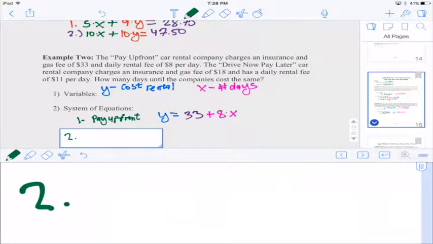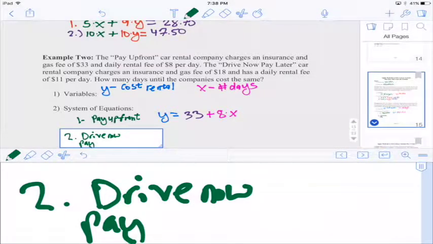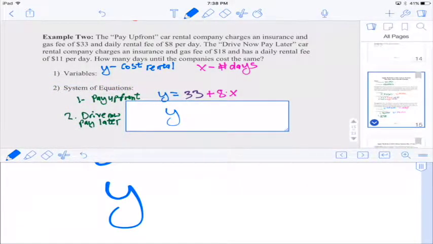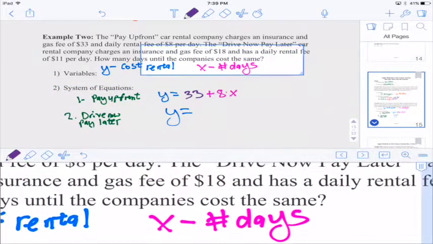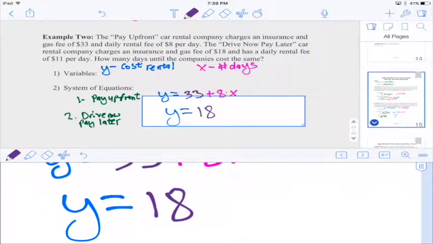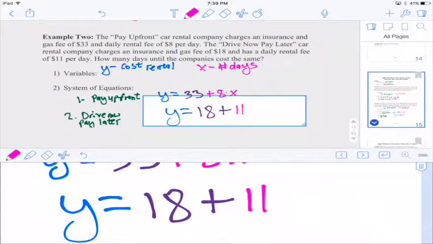Our second car company is the Drive Now, Pay Later. We have our y for the cost of the rental equals, this one costs $18 for the gas and insurance. That is a one-time fee. There's no variable on that because it's not changing. Plus, this one is $11 per day. That is changing. It's $11 times x for our number of days.